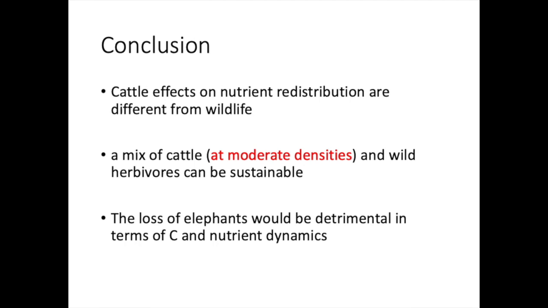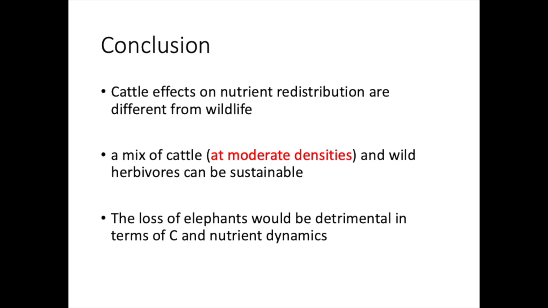In conclusion, I want to point out that the effects of cattle differ remarkably from wildlife in the way they redistribute nutrients across the landscape. Cattle would tend to graze across the landscape, harvesting nutrients and depositing them in one spot, while the redistribution of nutrients by wildlife through dung is actually more homogeneous.